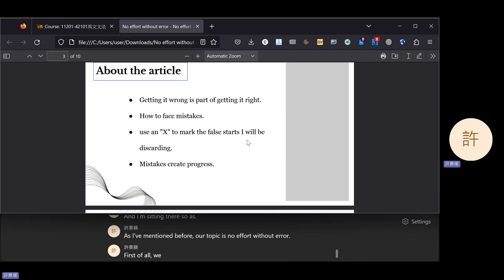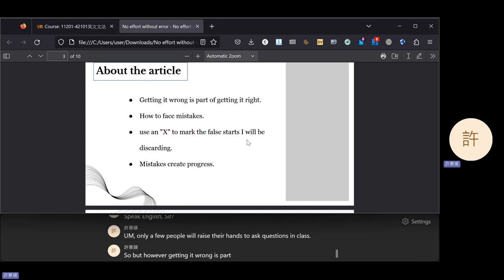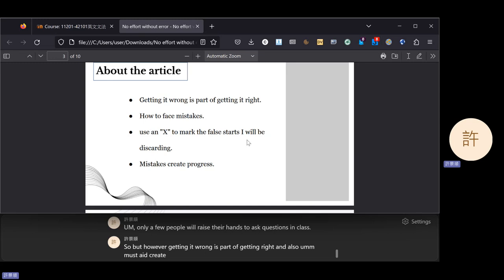First of all, we want to introduce how we can face mistakes. Sometimes in class, we're too afraid to speak English, so only a few people will raise their hands to ask questions. However, getting it wrong is part of getting it right, and mistakes create progress for us.